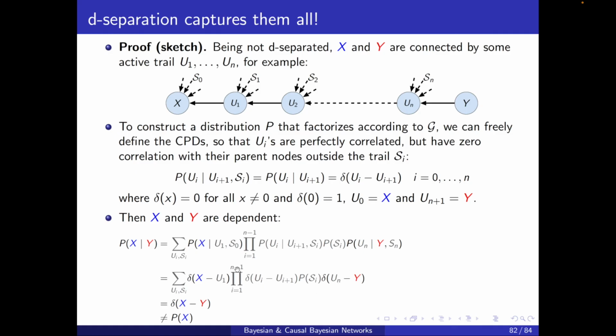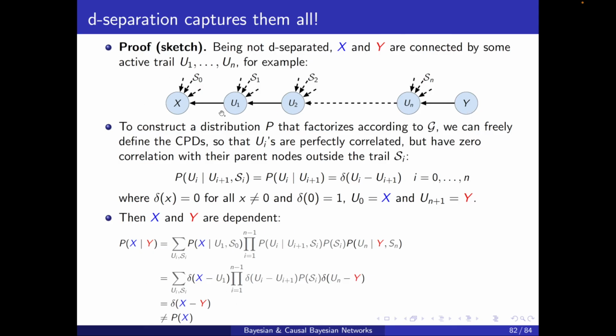Okay. Now, what will happen to this? This will always be 0 except for one case, when ui plus 1, un, u1, all of these are equal to each other, and they're equal to x and y. So this will be 0 unless x and y are equal. So I can just simplify it in this form. This is also 0 unless x and y are equal. And you can see that it depends on the value of y, so it's not equal to P of x. Okay, and that's an example.